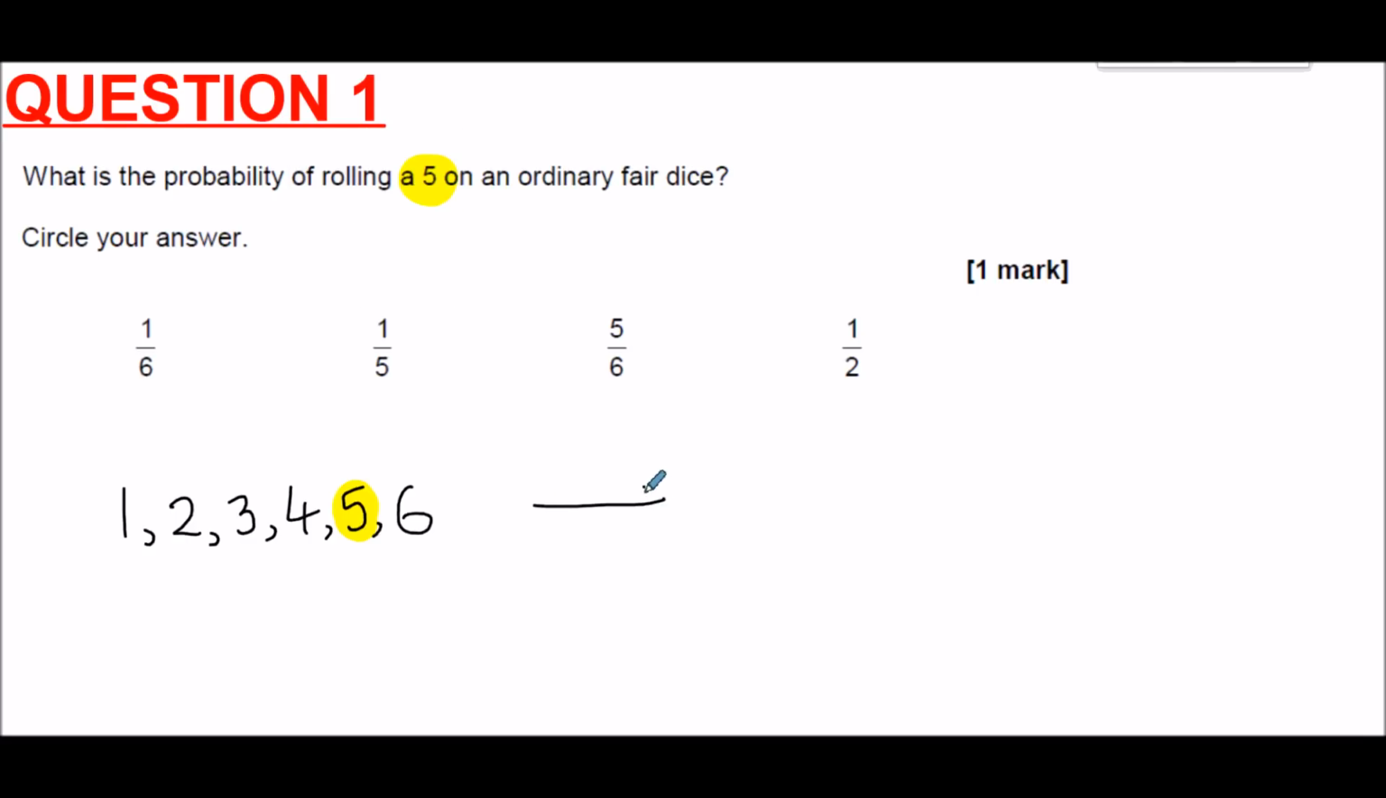So because only one of the sides has a 5 on it, the number of ways a 5 can be rolled is only 1 out of a total of the 6 possible sides it could roll onto. And so the probability of rolling a 5 on an ordinary fair dice is 1 over 6. And that's the answer to our first question.